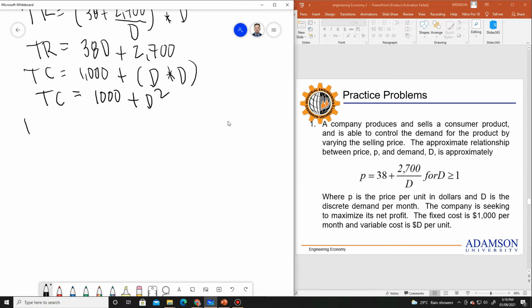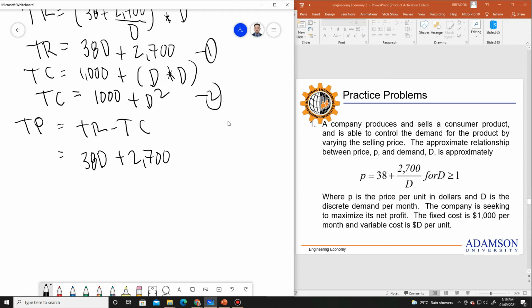Therefore, TP is TR minus TC. We combine the two equations. TP is 38D plus 2,700 minus 1,000 minus D squared. Combining like terms will give us negative D squared plus 38D plus 2,700 minus 1,000 is 1,700.